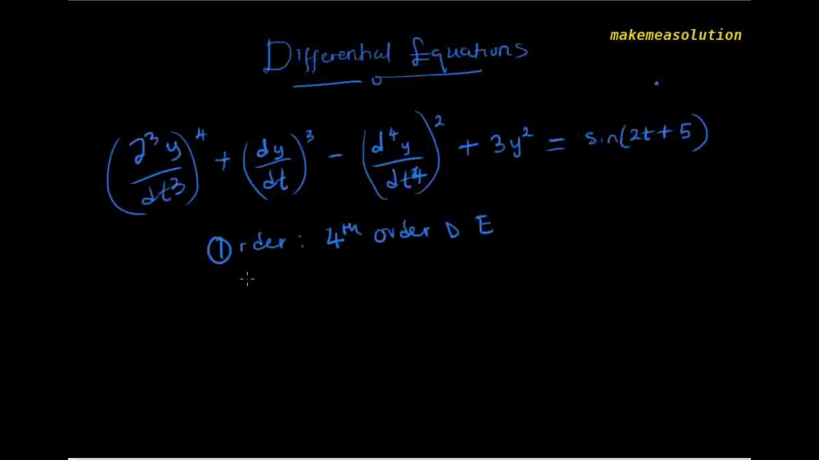This is a fourth order differential equation because we are looking at the highest level at which this differential equation was differentiated. And the degree is the power of the highest order derivative. Now some of us might be tempted to say 4, but 4 does not belong to the highest derivative. 4 belongs to the second highest. So the degree of this differential equation is not 4, it's actually 2. So it is second degree.